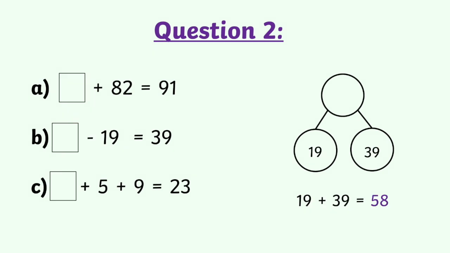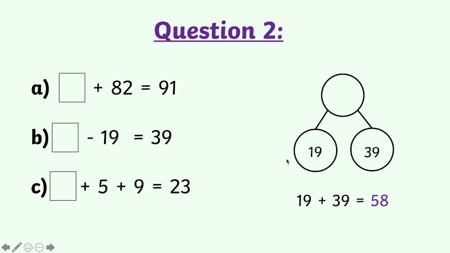This is what I drew to help me with part B. Now, this is an unusual calculation, isn't it? Something take away 19 equals 39. So you have to think carefully here about what your parts are and what your whole is, because it's tempting to just see that 39 is the biggest number and put it as your whole. But actually what we're saying here is something, a whole that we don't know, take away 19, one part, gives us another part, which is 39.